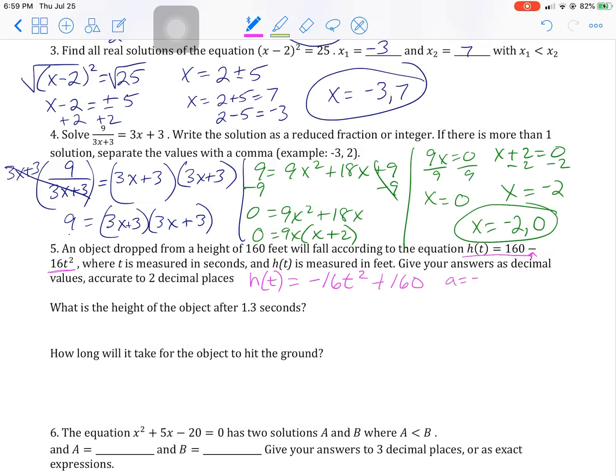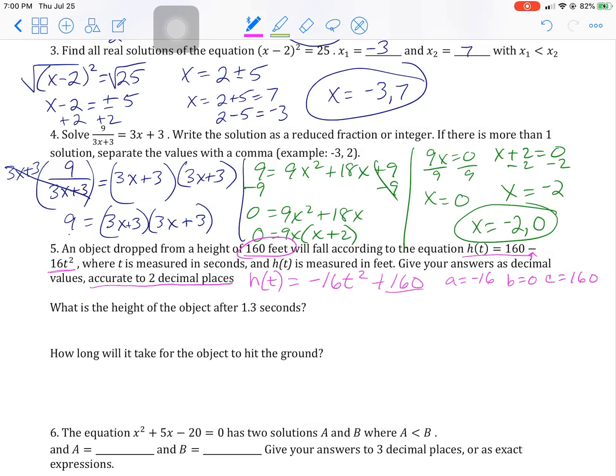So once you put it in the right order, your A is 16, your B must be 0, and your C is 160. It said it's dropped from 160 feet. The start is always C, so that sort of confirms that B is not there. Okay, that's okay. Just follow all the rules anyway. Then it gives you a little clue here that I need to round to 2 decimals, so it's not going to be even numbers in here. All right, let's see. What is it going to ask?